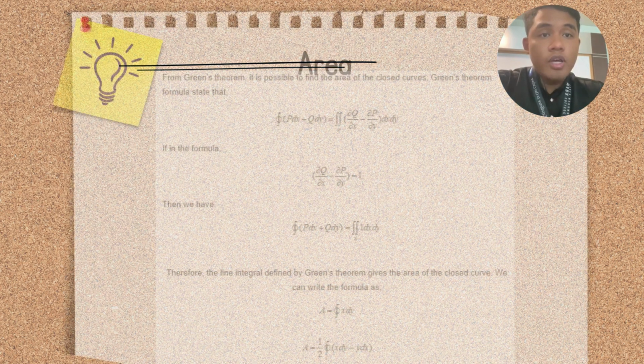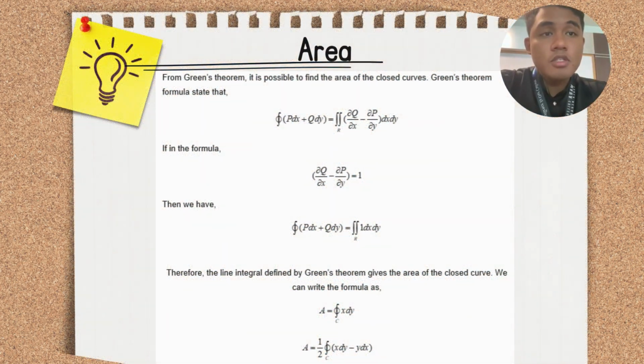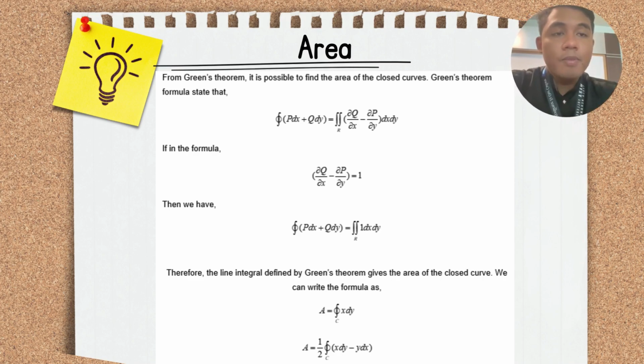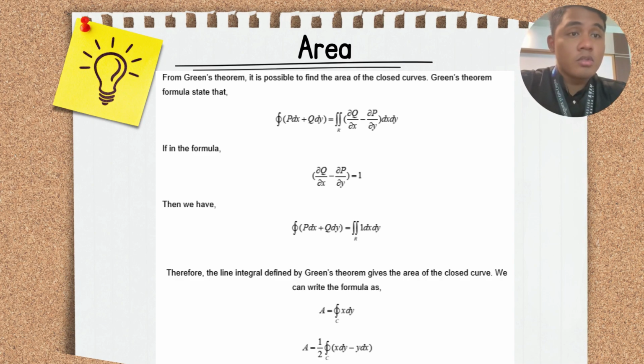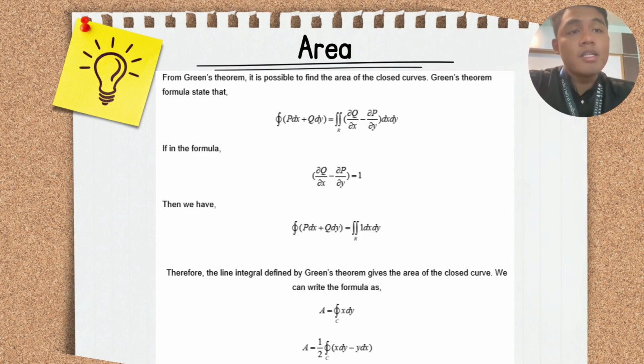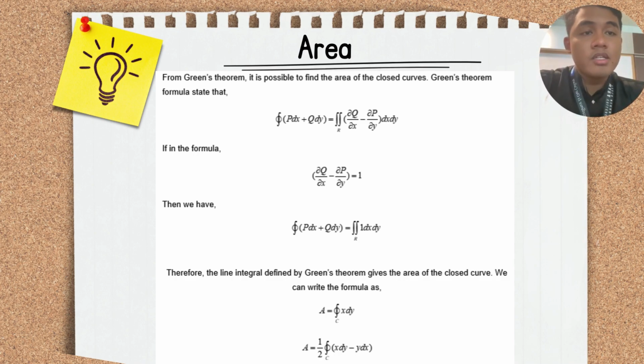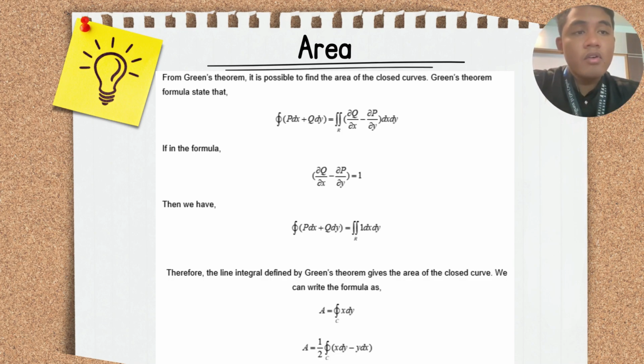Alright, we move to area. From Green's theorem, it is possible to find the area of closed curves. Green's theorem formula states that the integral of P dx plus Q dy equals the double integral of (delta Q over delta x minus delta P over delta y) dx dy. If in the formula delta Q over delta x minus delta P over delta y equals 1, then we have P dx plus Q dy equals the double integral of 1 dx dy. Therefore, the line integral defined by Green's theorem gives the area of the closed curve.